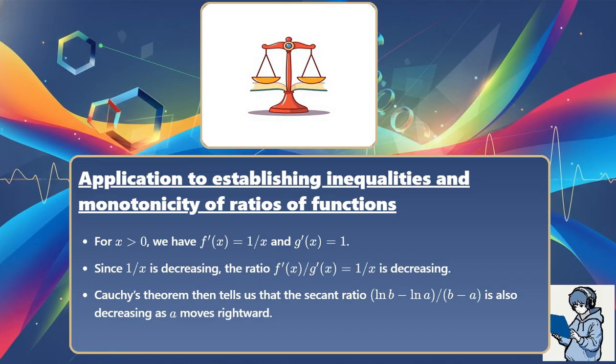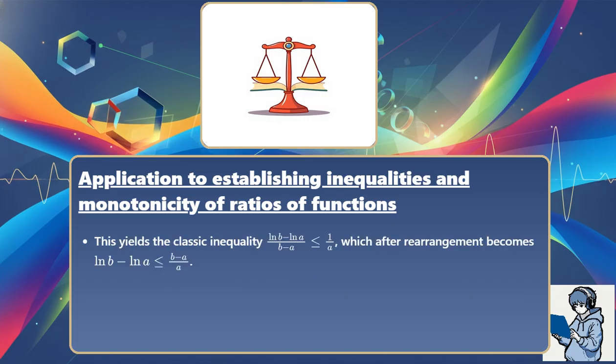Cauchy's theorem then tells us that the secant ratio, natural log of b minus natural log of a divided by b minus a, is also decreasing as a moves rightward. This yields the classic inequality: the natural log of b minus natural log of a divided by b minus a is less than or equal to 1 over a, which after rearrangement becomes natural log of b minus natural log of a is less than or equal to b minus a over a.